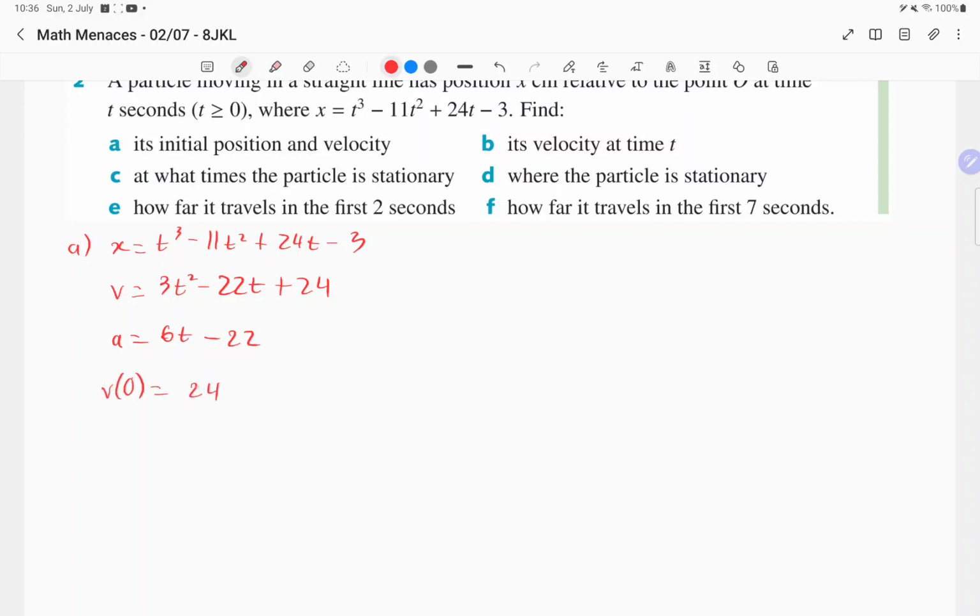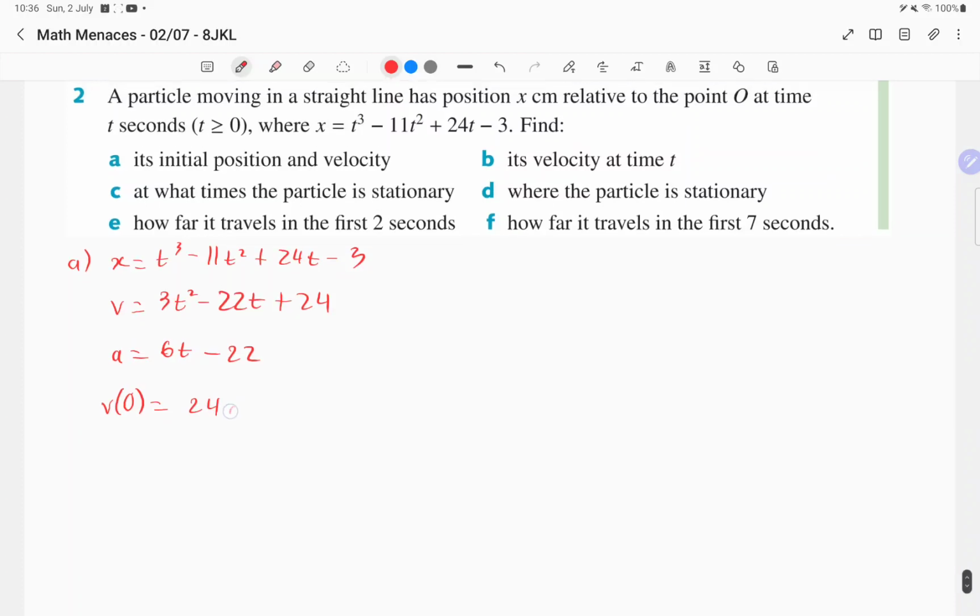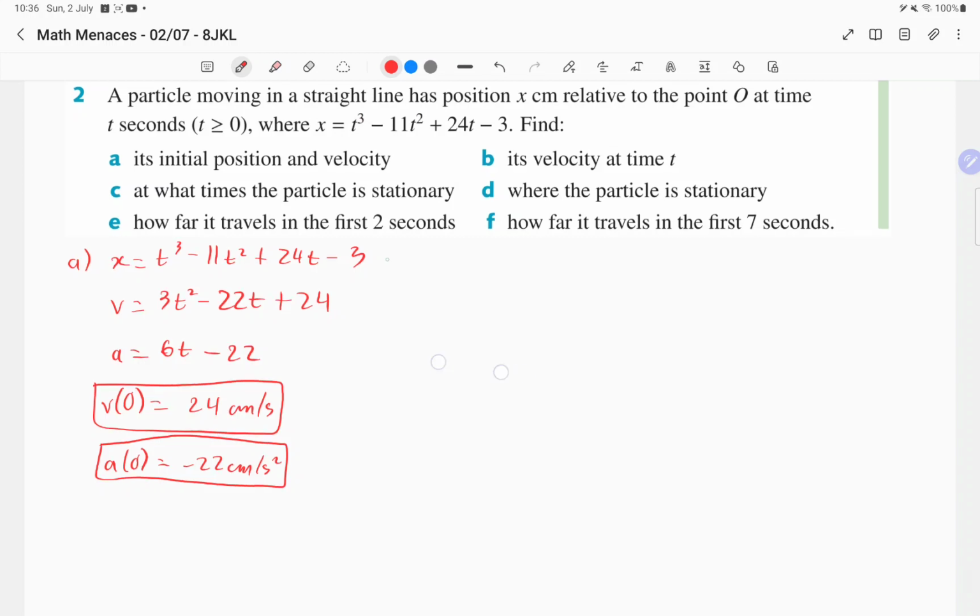B. Its velocity at time t. That's just the derivative. Do you guys know how to interpret a negative value for acceleration? What does that mean? Its velocity is decreasing. Correct, it is slowing down.